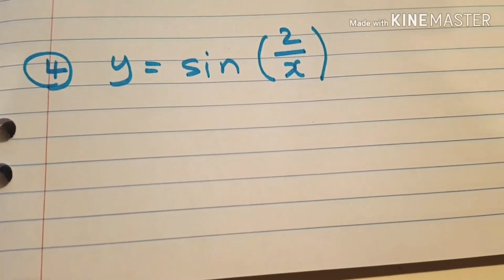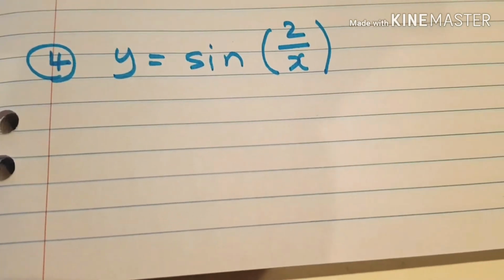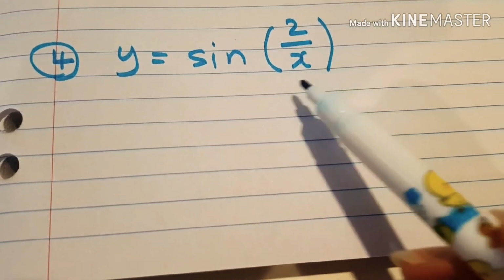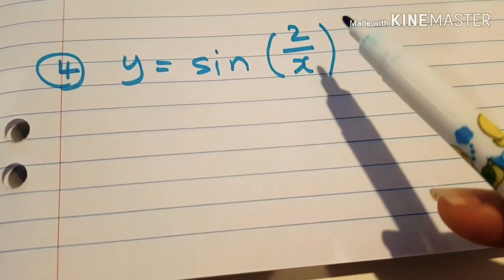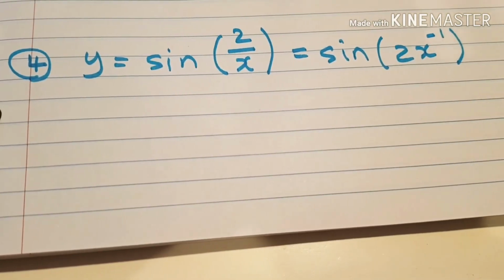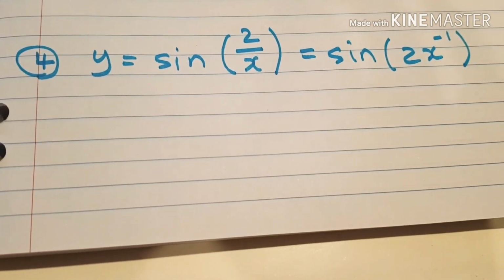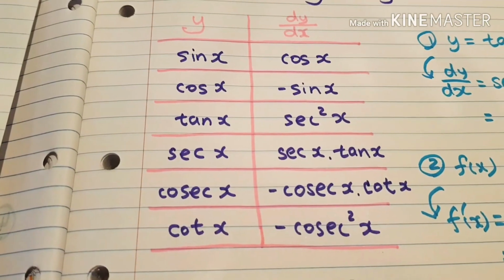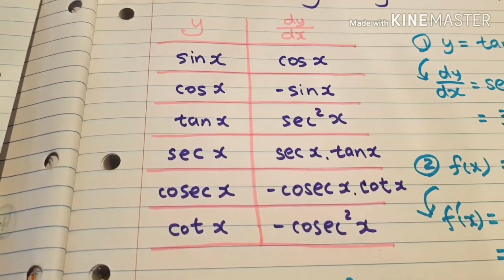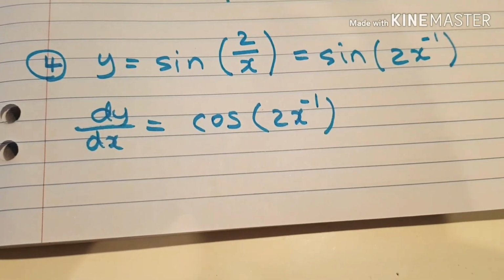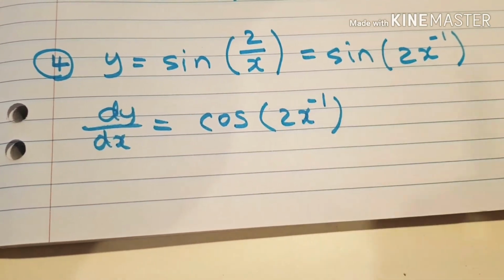Okay, finally, let's try this last question and finish this lesson. Right, again I have a fraction and x is at the bottom. So now, what should we do? Okay, we've done this many times. I can put this into the negative power. Now I need to differentiate it. Okay, so according to the chart, if I differentiate sine, it's going to be cos. So there you go. I replace it with cos. Okay, then don't forget the chain rule. I need to differentiate it once again.